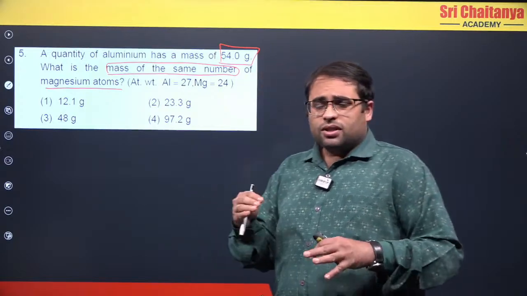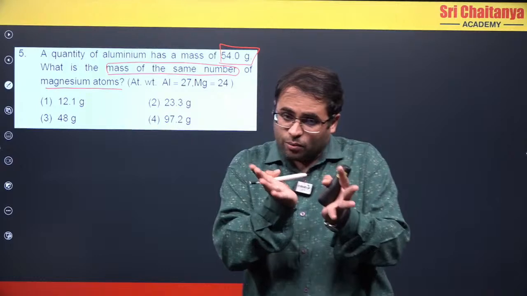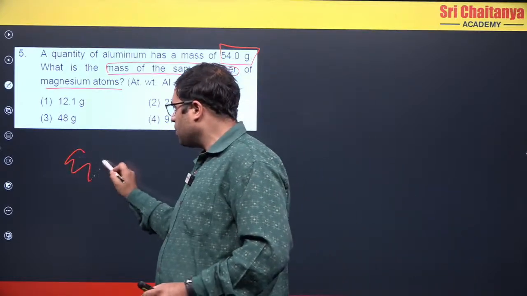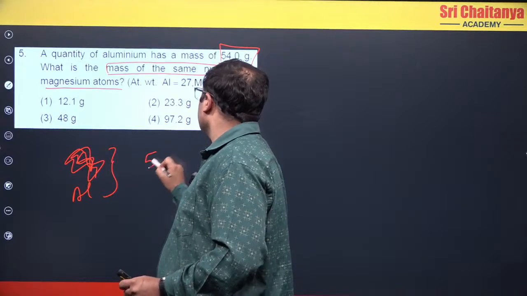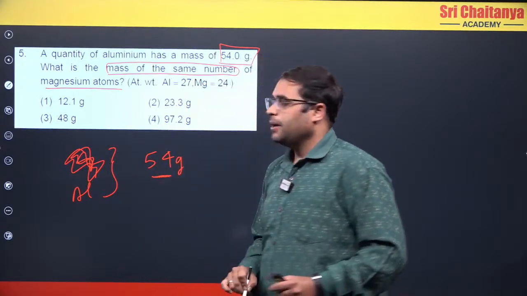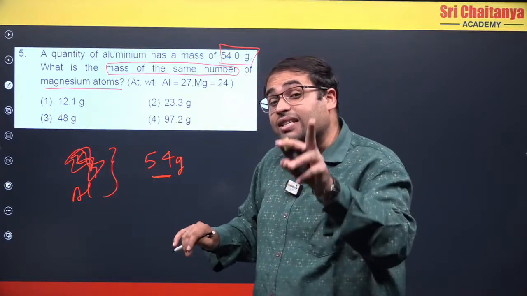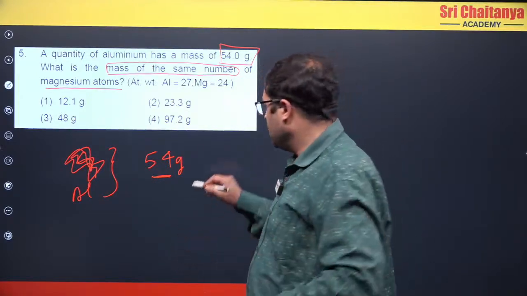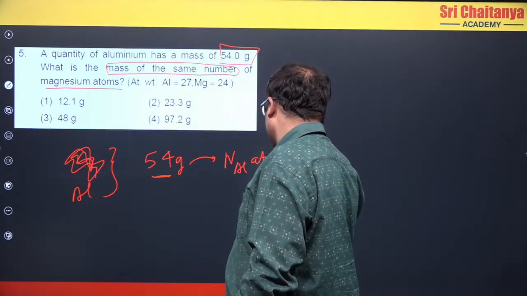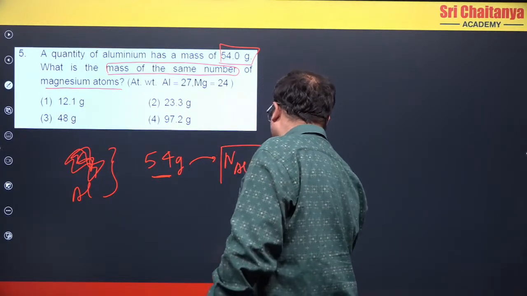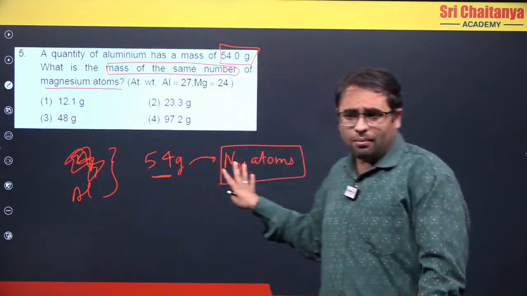So let me just simplify this question for you. I have taken some amount of aluminium with me. Mass of that amount is 54 grams, right? And in these 54 grams of aluminium, there are some number of atoms. So you have some number of aluminium atoms. This number can be 4, 5, 6, 7, 8, 9, 10, whatever, it can be some number.